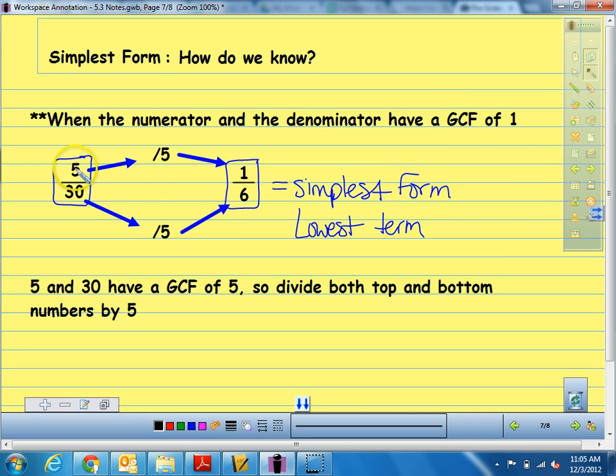So for me, I sit there and think, okay, 5 and 30, what do they have in common? They both are divisible by 5. So divide it by 5. 5 divided by 5 is 1.